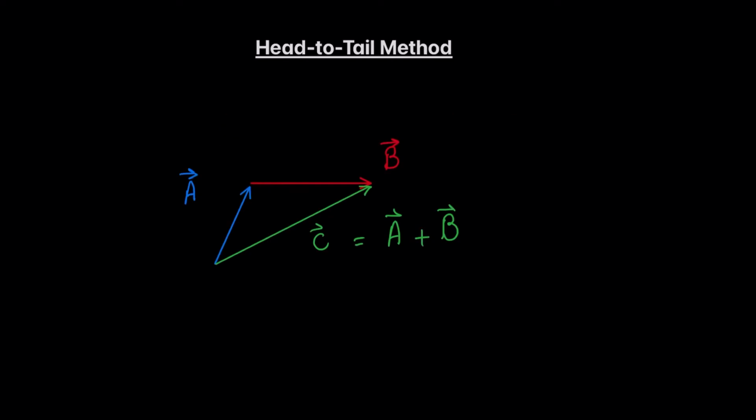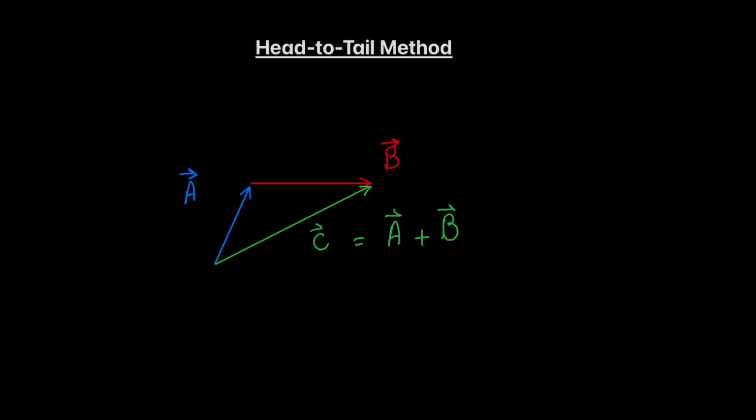We can also use another graphical technique known as the head-to-tail method to add vectors. And in this particular technique, you're not restricted to adding two vectors at a time. You can actually add as many vectors as you want all at once by doing the following. You start from the first vector. So in this case, again, we're adding vector A and vector B.